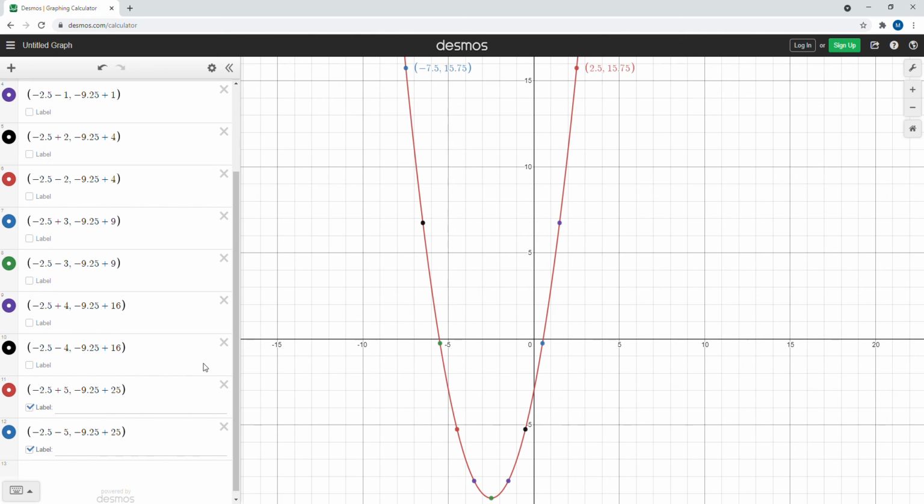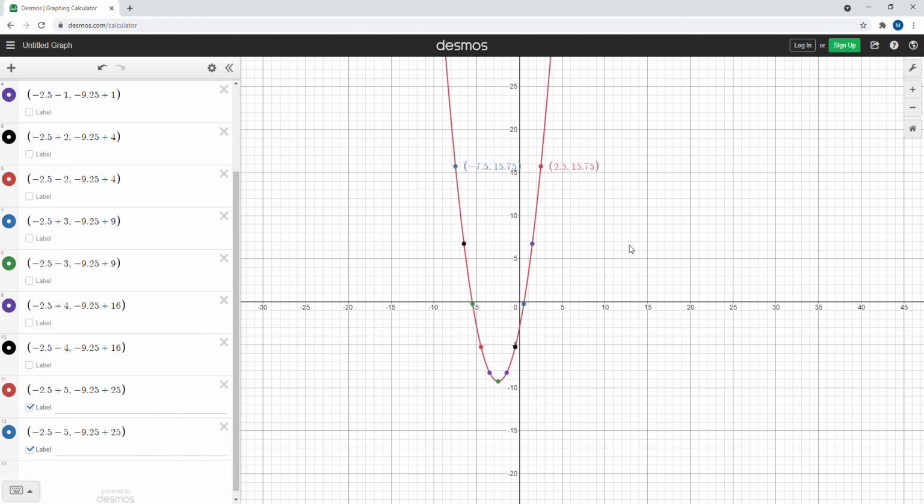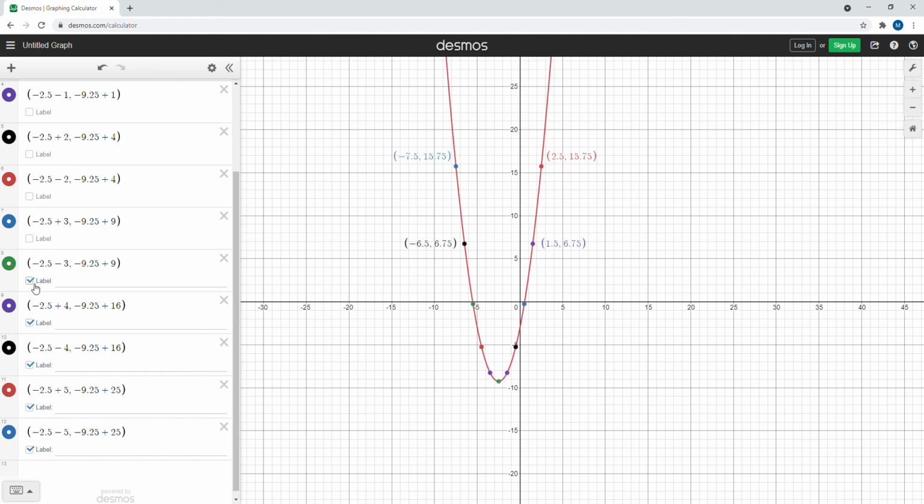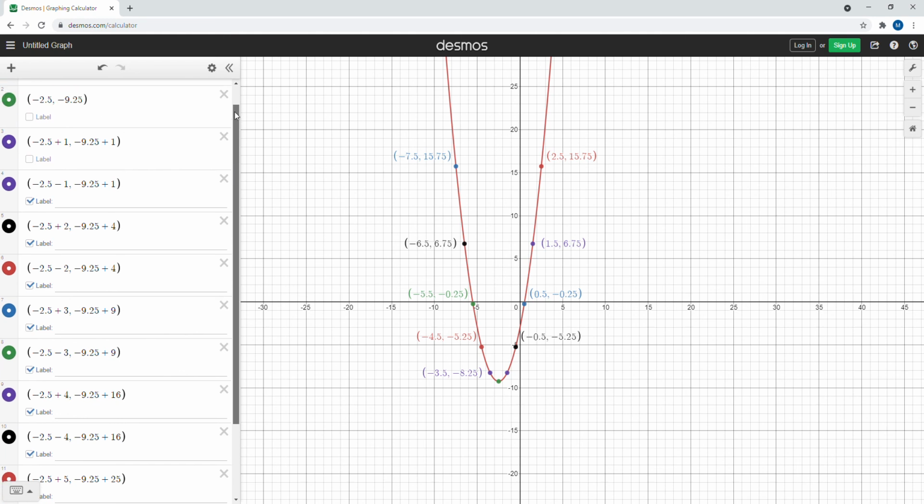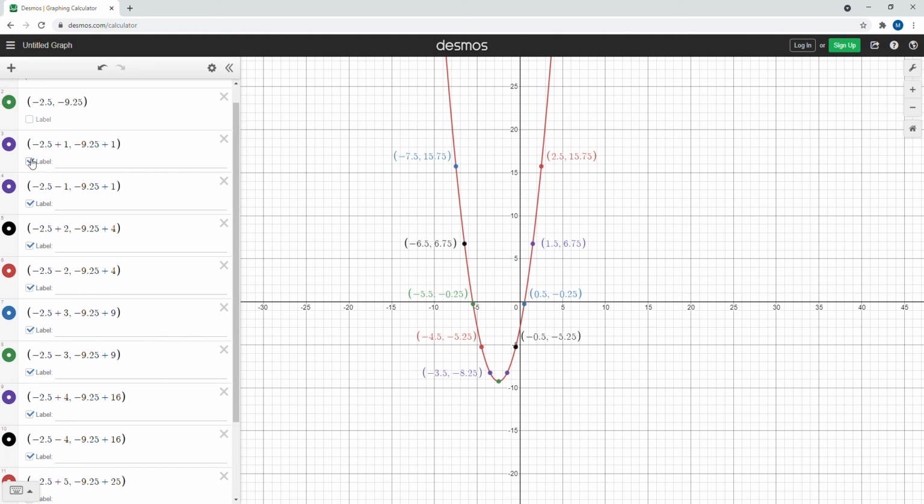So that gives us our points, and I'm going to zoom out to make it a little bit easier to see. Okay, and I'm going to label all of the points. And I can do that just by simply clicking the label box on Desmos, including the vertex itself. So we have the vertex, and then we've got 5 points to the right of the vertex and 5 points to the left of the vertex.